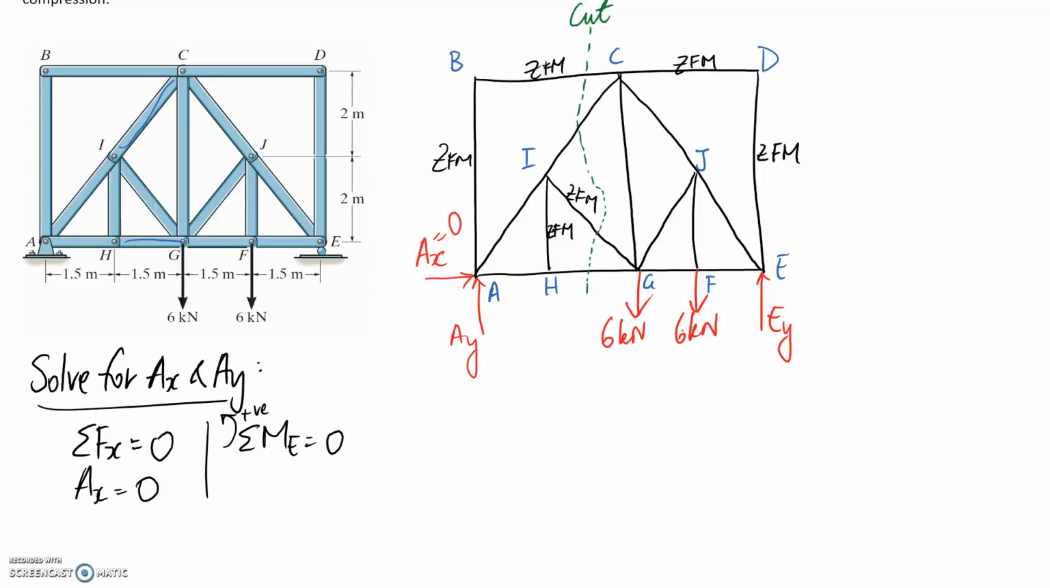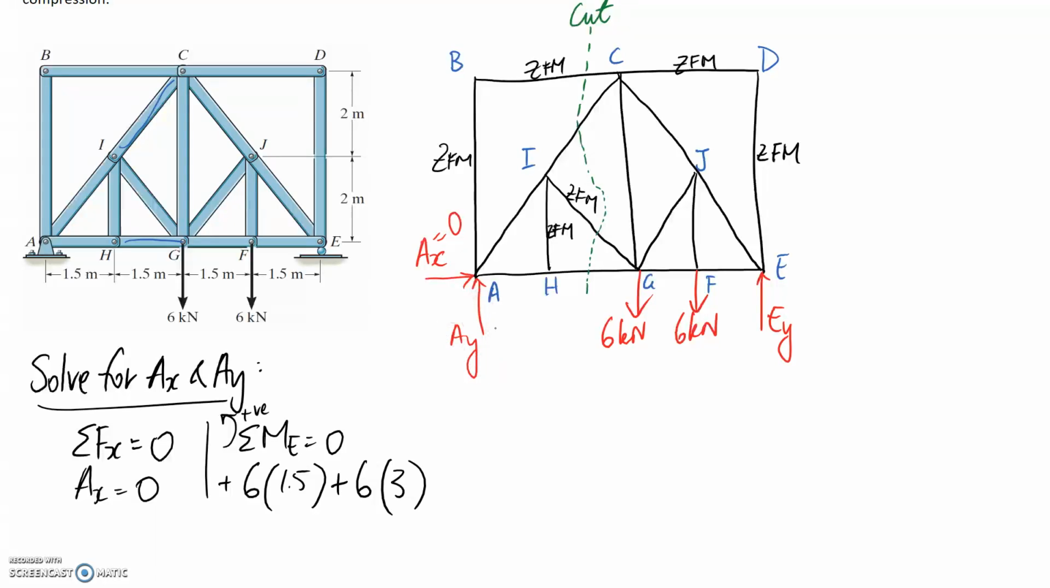We then need to consider the 6 kilonewtons, and it's acting at a distance from E of 1.5 meters. And this is going to try and rotate this thing anti-clockwise about E, so it needs to go in as positive. The next one we have is the 6 kilonewtons. It's acting at a distance of 3 meters from E, and again it's going to try and rotate this thing in the anti-clockwise direction, so it's going to go in as positive.